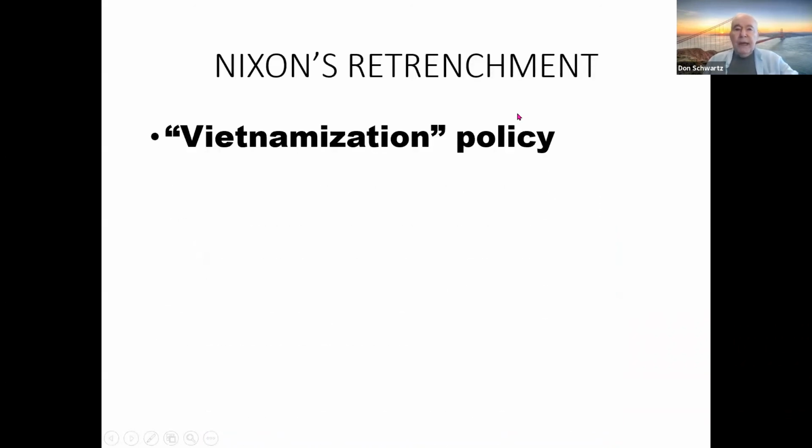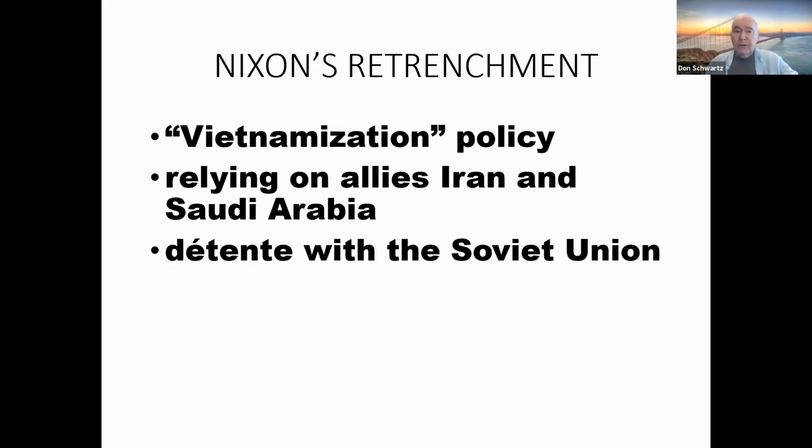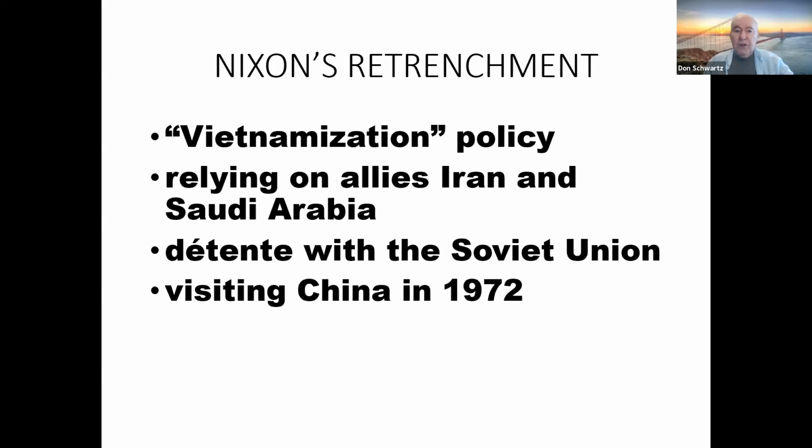He pursued a policy of Vietnamization that gave South Vietnamese forces the primary responsibility for combat. He also decided to rely on allies such as Iran and Saudi Arabia to provide security in the Persian Gulf so that the United States would not have to do so. And Nixon pursued détente with the Soviet Union so that we would not have to be so active in preventing the spread of communism. And in 1972, he visited China to improve relations with that country. Following Nixon, Presidents Ford and Carter continued to rely heavily on diplomacy in order to diffuse Cold War tensions.